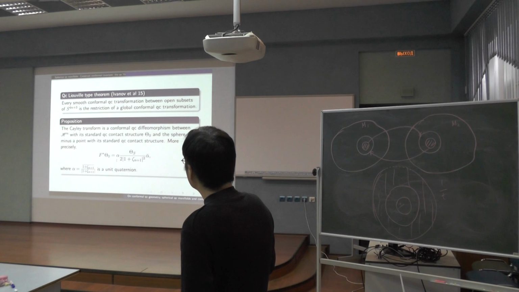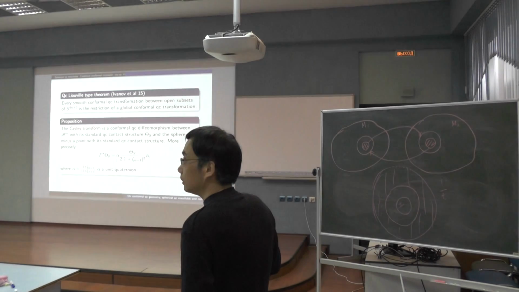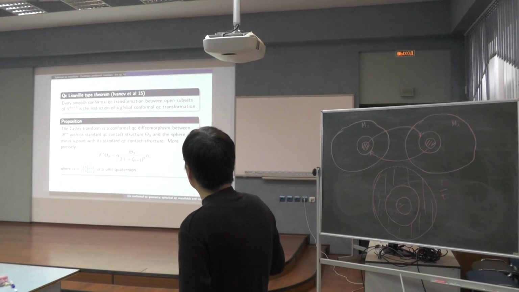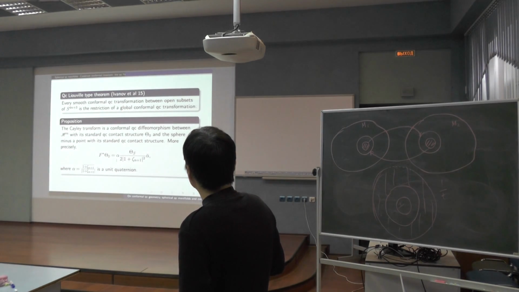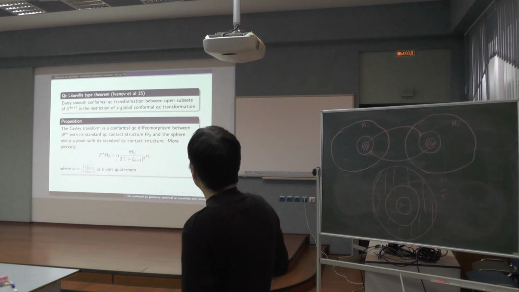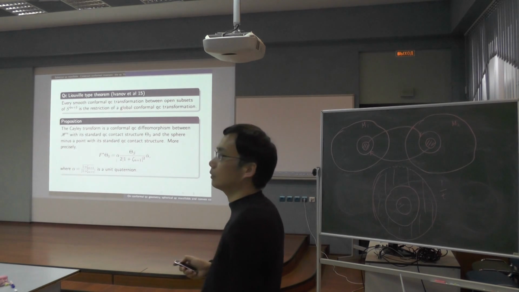We also have the Cayley transformation from the Heisenberg group to the sphere. The pullback of theta 0, the contact form on the group, by the Cayley transformation becomes theta s, up to some rotations. It is not only a conformal factor; you can rotate it by some unit quaternion.